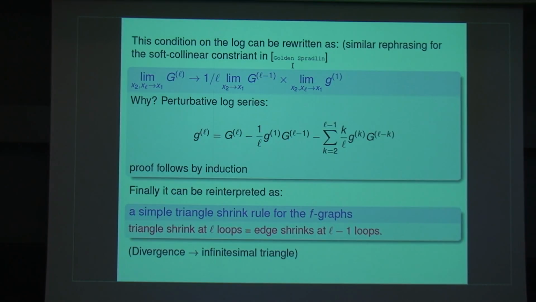Okay, anyway, then finally this statement can be reinterpreted at the F-graph level as a shrinking triangle. So you can see here I'm sending 3 points together, and over on this side at L loops, and over on this side I'm sending 2 points together. And that's the origin of the triangle shrink becoming the edge shrink.